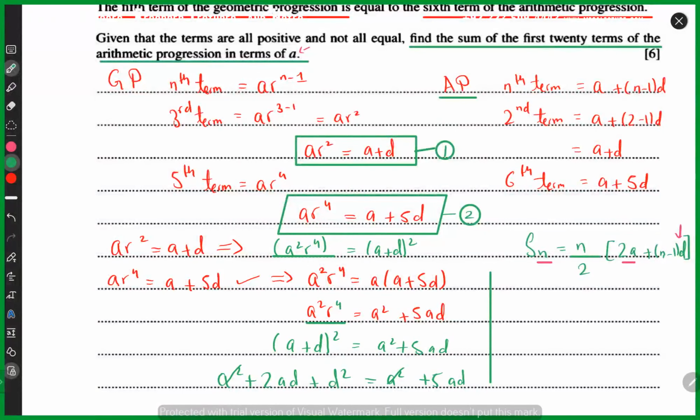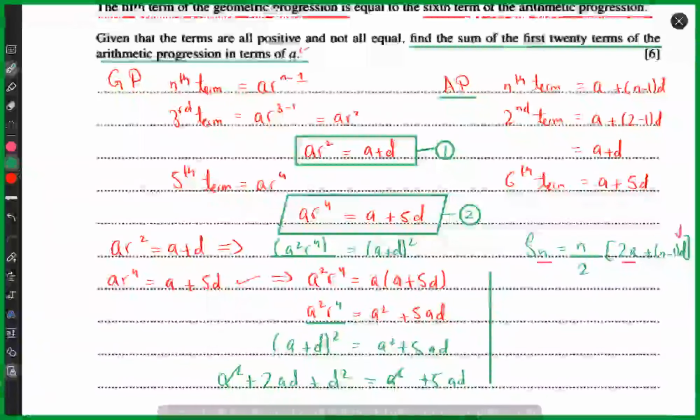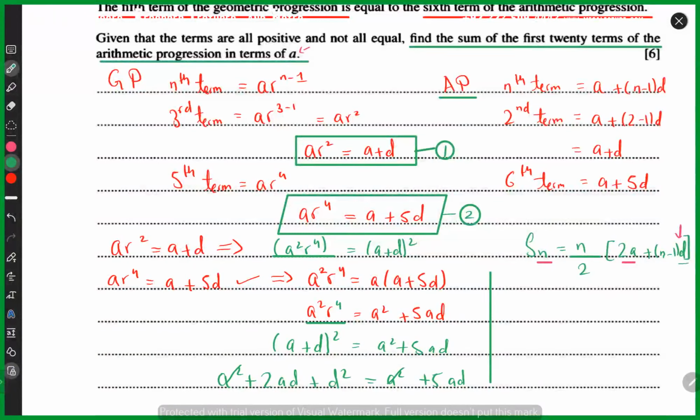Try using that and try getting rid of R, because we know that in order to find the sum in terms of A, we just need this D in terms of A. Okay? So just try eliminating that R. And then obviously, if you're not able to do it, then I'll explain. Even I'm doing it over here on the side.